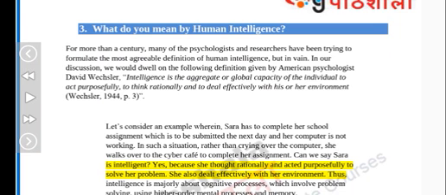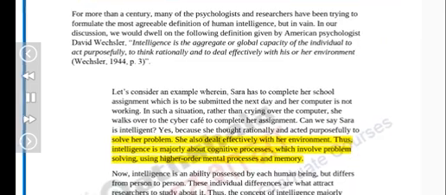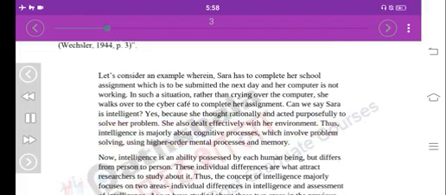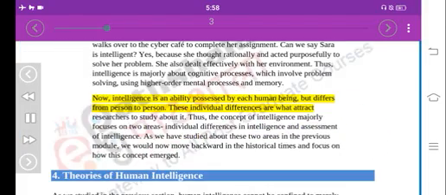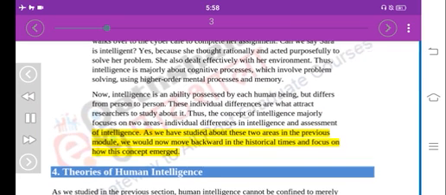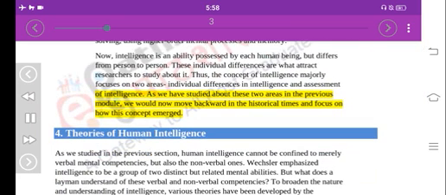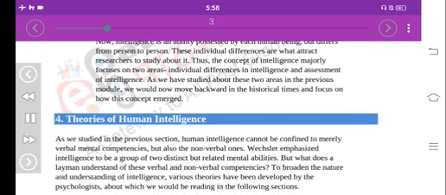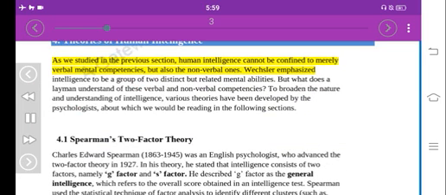Thus, intelligence is majorly about cognitive processes, which involve problem solving, using higher order mental processes and memory. Now, intelligence is an ability possessed by each human being, but differs from person to person. These individual differences are what attract researchers to study about it. Thus, the concept of intelligence majorly focuses on two areas: individual differences in intelligence and assessment of intelligence. As we have studied about these two areas in the previous module, we would now move backward in the historical times and focus on how this concept emerged. Theories of human intelligence. As we studied in the previous section, human intelligence cannot be confined to merely verbal mental competencies, but also the non-verbal ones.